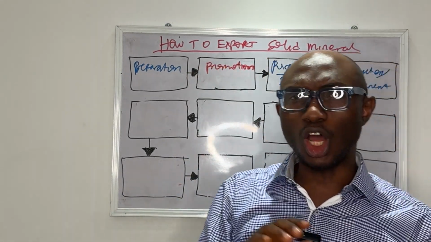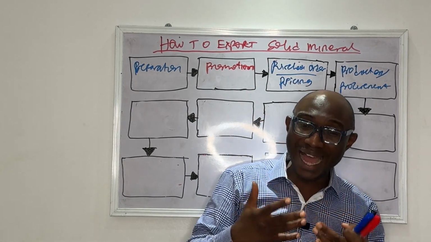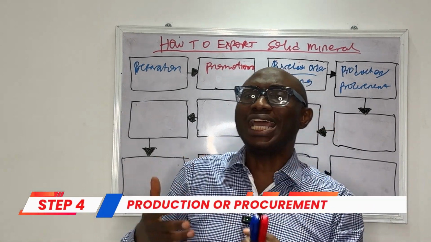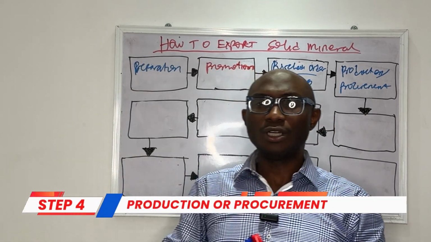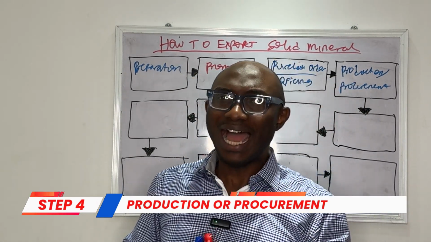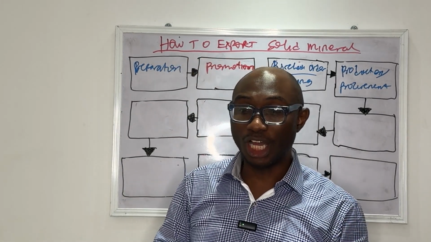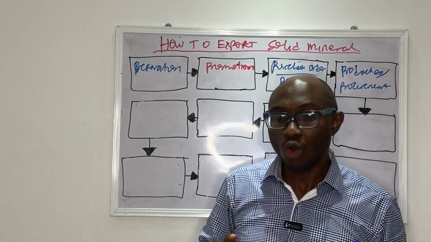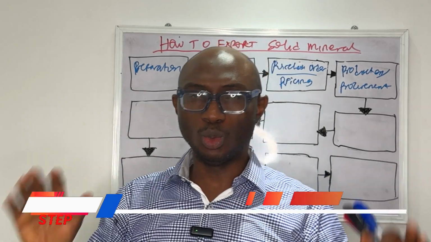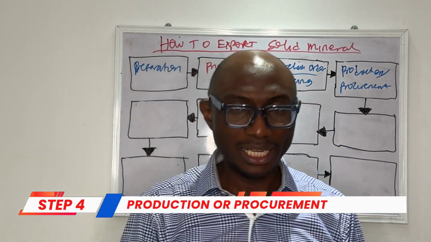In production or procurement, what am I doing? In production, I'm mining the mineral myself. I'm beneficiating the mineral myself. I'm crushing the mineral myself. I'm bagging the mineral myself. I'm processing the mineral myself. But in procurement, I'm going to someone who has produced this product to buy the finished goods. Already bagged, already packaged, finished goods.